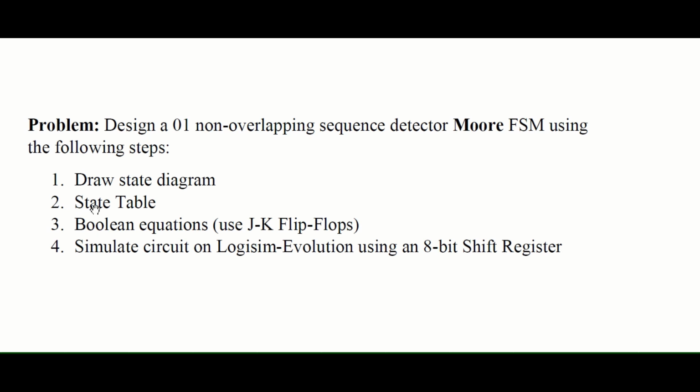We have to draw the state table, and then we have to find out what are the Boolean equations using JK flip-flops. And I will use LogicAid here to get these. And finally, we have to simulate the circuit on Logisim-Evolution using an 8-bit shift register. So here the shift register will be the input to our circuits, which we call input X here, the serial input. And this serial input can be any random number, which should have, for you to test this, some 0-1s in the input to see if your circuit will detect this sequence.